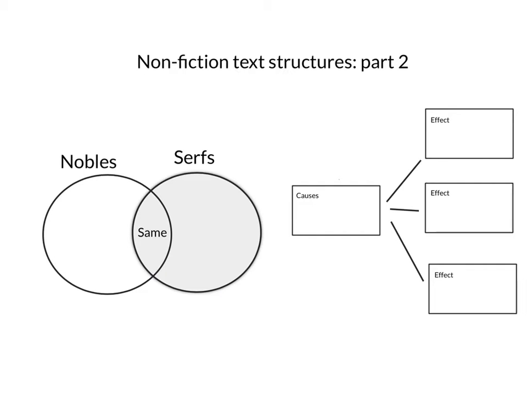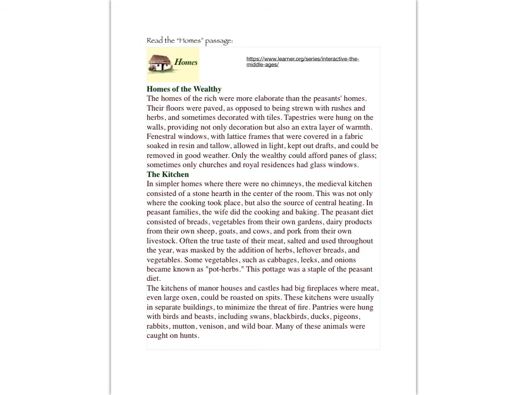So we're going to look at two really short articles and try to figure out how we know which one is cause and effect and which one is compare contrast. In this first article, we're going to be looking at the homes of medieval people. So let's take a listen and see if you can figure out, is the author comparing and contrasting or talking about causes and effects? And this is a great source from learner.org. You'll see the web link up in the upper right-hand corner, so check it out. We will be using this site for future activities.